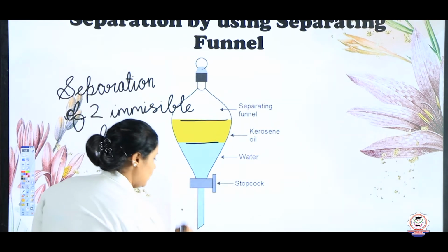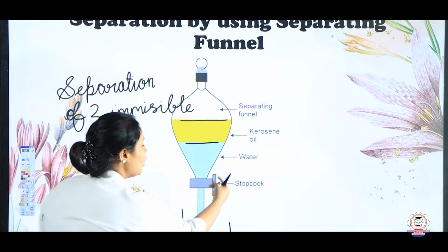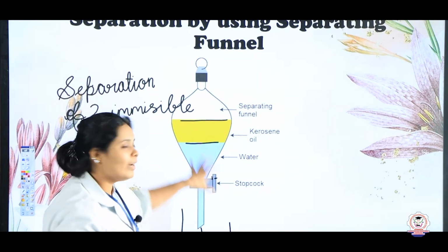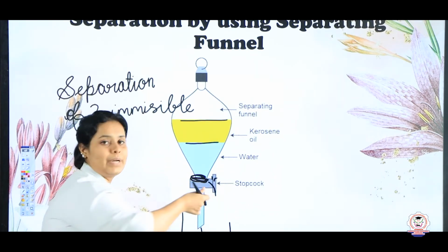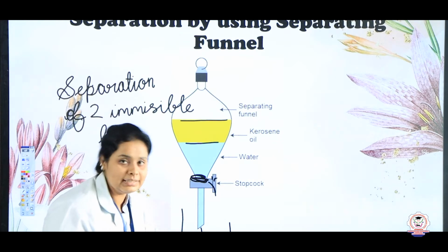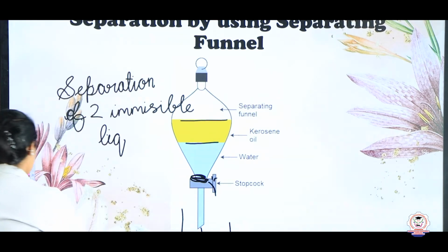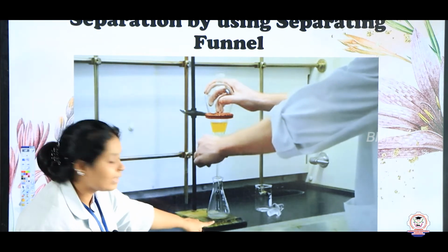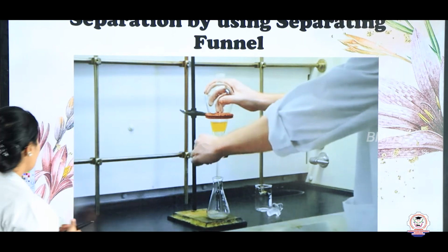Now what you have to do is, below this you have to keep a beaker or a conical flask, anything you can keep. Now you need to open this. When you are opening this, drop by drop your water will come. When the kerosene level reaches this place, you need to stop it. When you are stopping it, you will see that the kerosene is left here and the water is separated, right? So this is the way the two immiscible liquids can be separated. In the same way, you can see over here, they are opening the knob and keeping it in the conical flask, right? The liquid is getting transferred. So this is the process, okay?